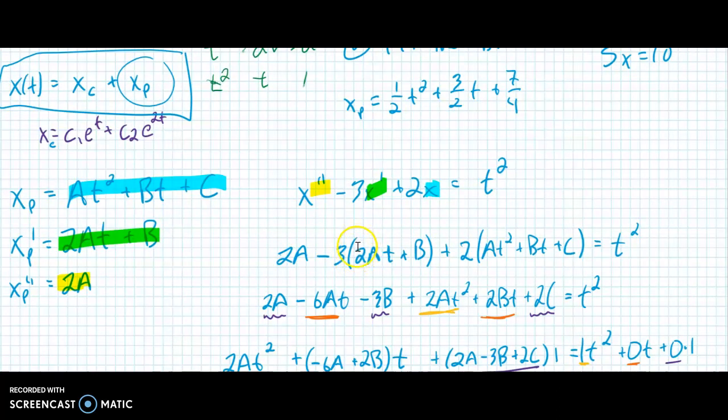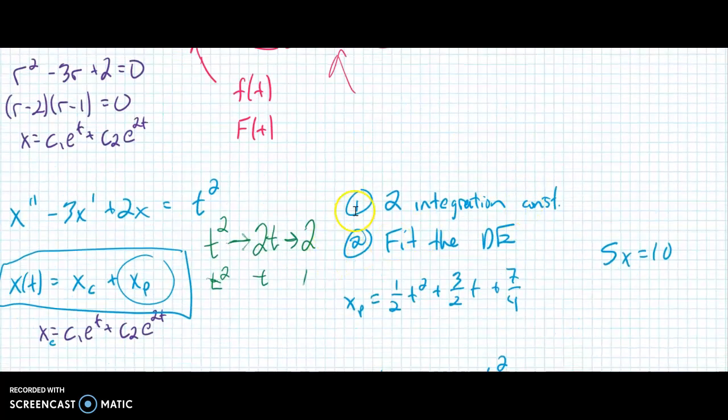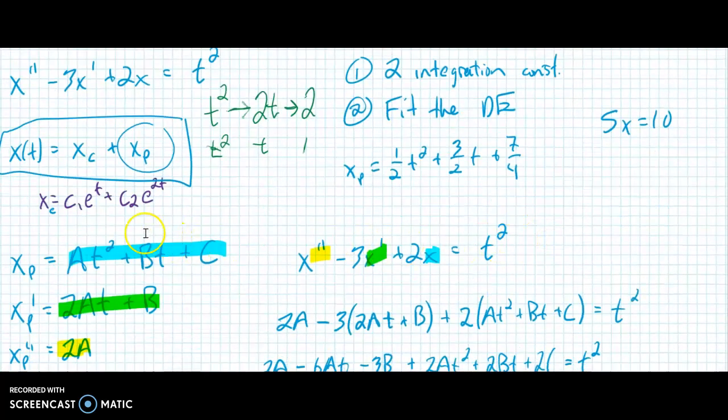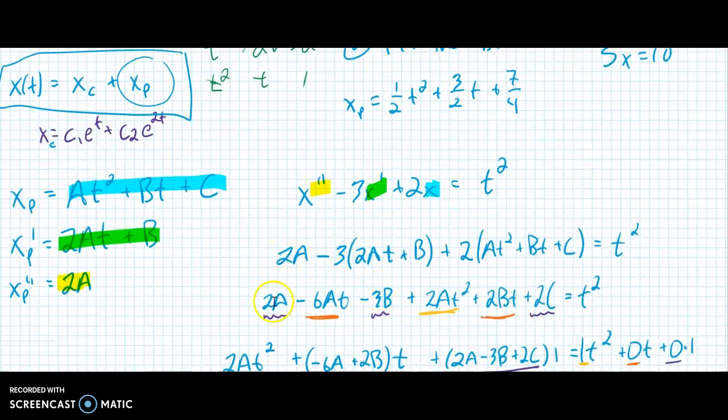You can see this right here, 2at plus b, is the same as this right here. It's getting multiplied by that -3. So what I do, I plug that all through the differential equation, and I set it equal to t squared. That's going to make it so that this thing fits the differential equation, as long as I've guessed the correct at squared plus bt plus c. So you go like this, you set it equal to t squared. We combine like terms, or we multiply out.